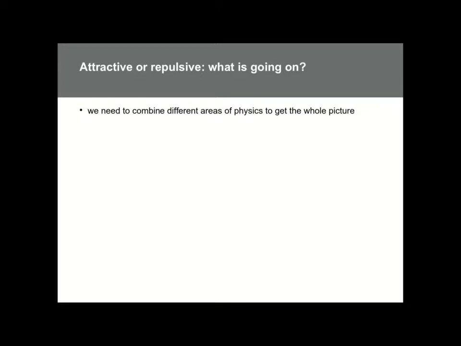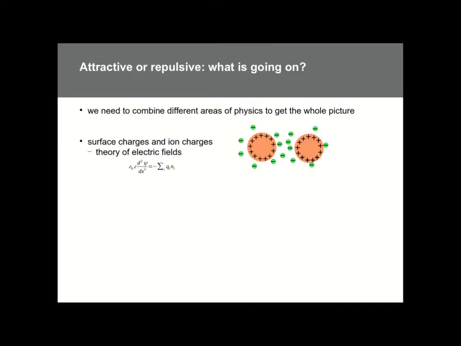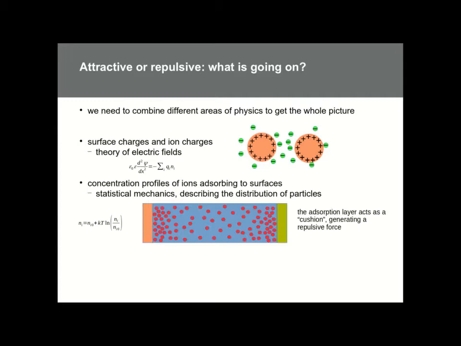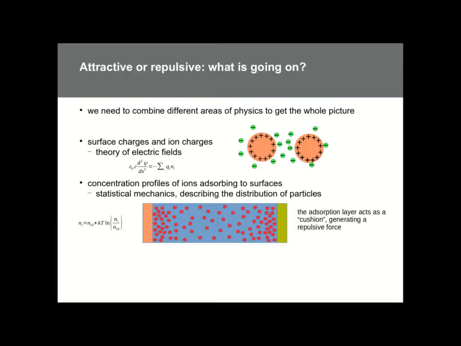We need to combine different areas of the physics in order to get the big picture, the whole picture. So the surface charges, the charges of ions, that's part of the story. We use the theory of electric fields to understand that. But we also need to track the concentration profiles of ions adsorbed to the surfaces. And to do that, we use an area of physics called statistical mechanics, which describes the distribution of particles. What we find is that the adsorption layer itself, we can think of it as acting like a cushion, which generates a repulsive force, keeping particles apart.